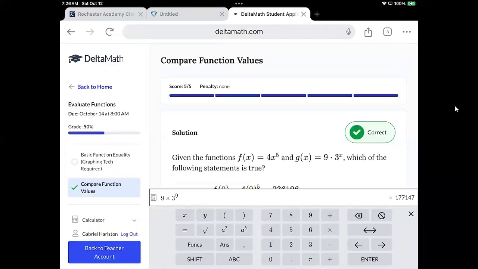All right, I did all 5 questions just to show you basically what you're doing. You're just evaluating both functions given the input that they gave you, and then you just compare to see which one is bigger. All right, I'm going to stop, and I'm going to post this.